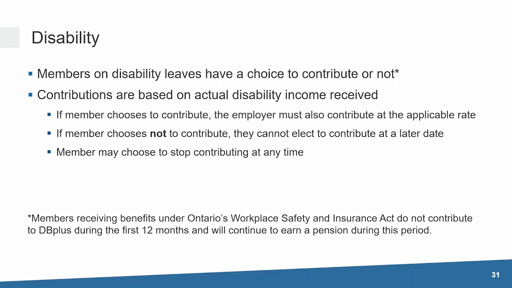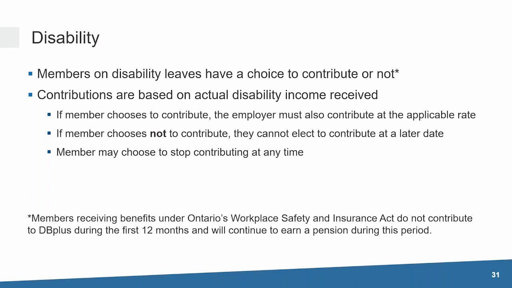Members receiving disability benefits under Ontario's Workplace Safety and Insurance Act will stop contributing to DBplus for the first 12 months and will continue to earn a pension during this period. After this 12 month period, the member will be given the option to contribute to the plan based on actual earnings received from WSIB.